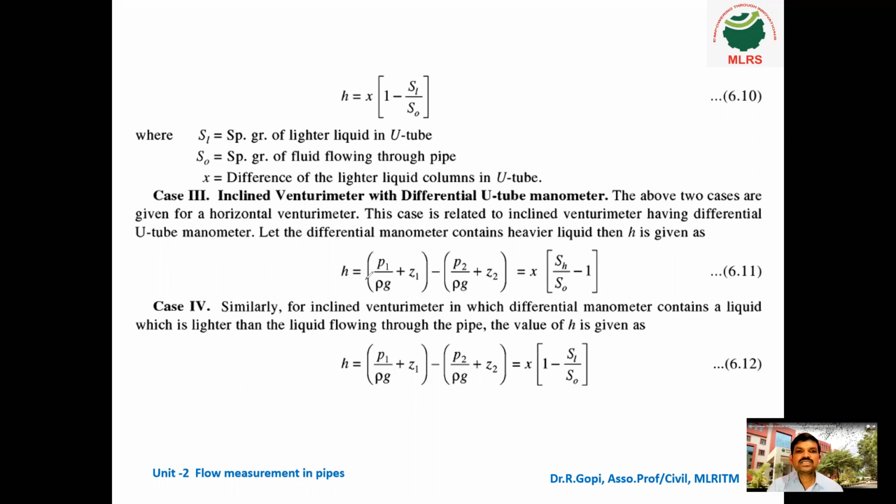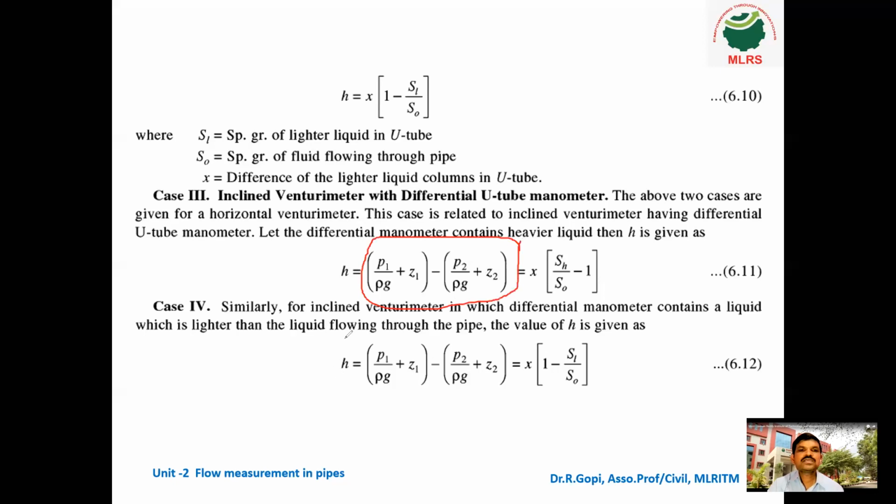Under this, H is equal to P1 by rho g plus Z1 minus P2 by rho g plus Z2. In the previous case, Z1 and Z2 do not come, because in a horizontal venturimeter the height from the datum is the same. In an inclined pipe, the height is not the same. The inlet pipe height and the throat height differ because the pipe is inclined. So H is equal to X into SH divided by S0 minus 1.